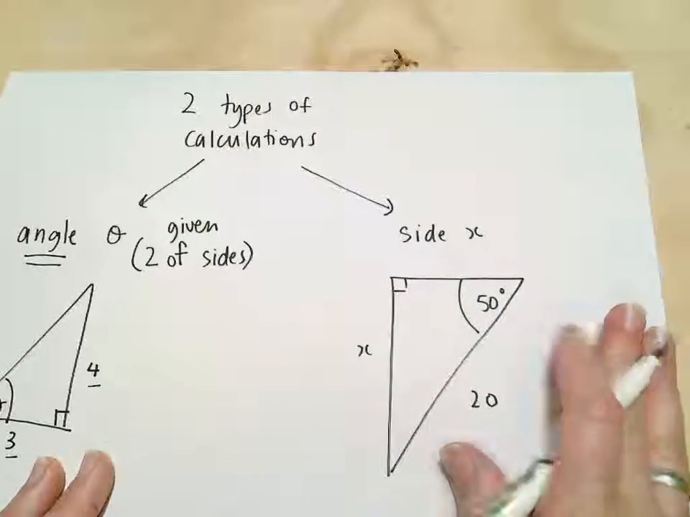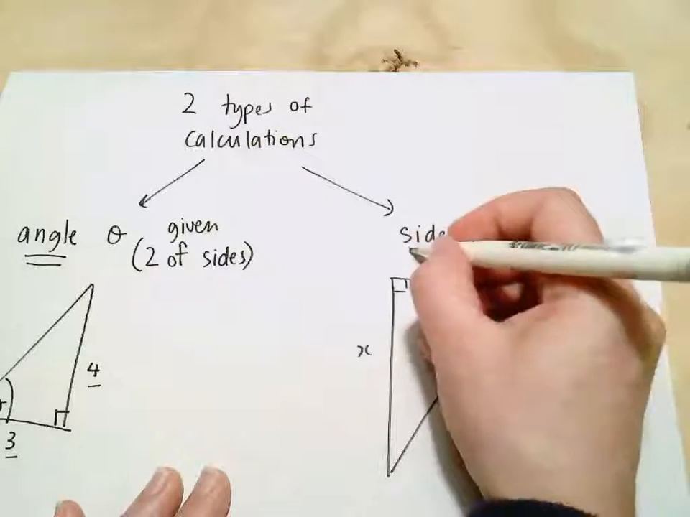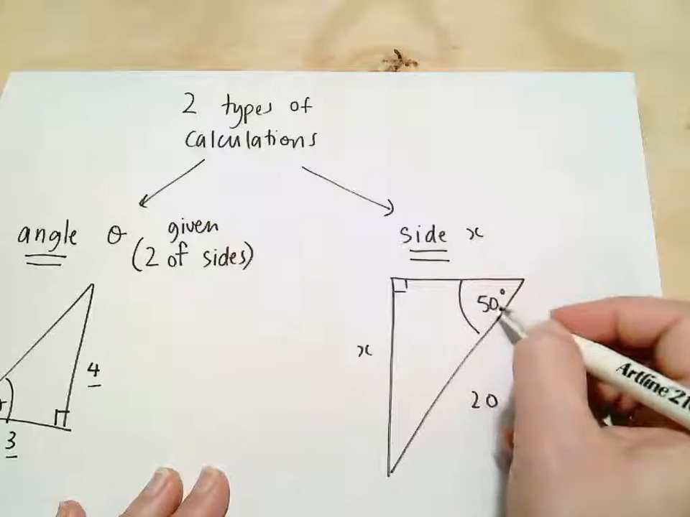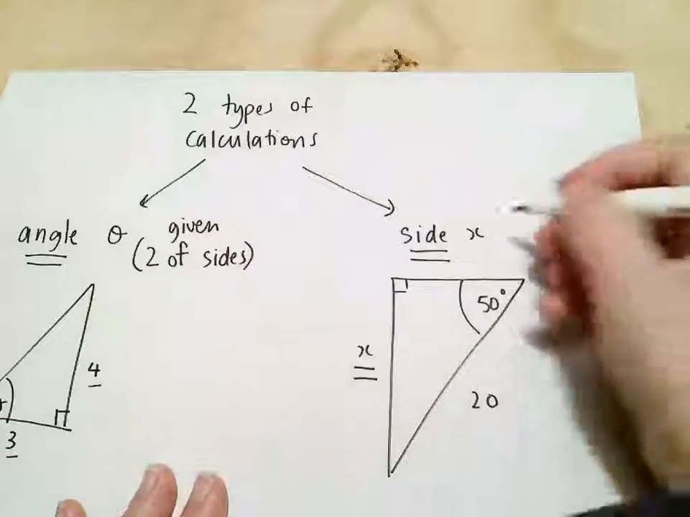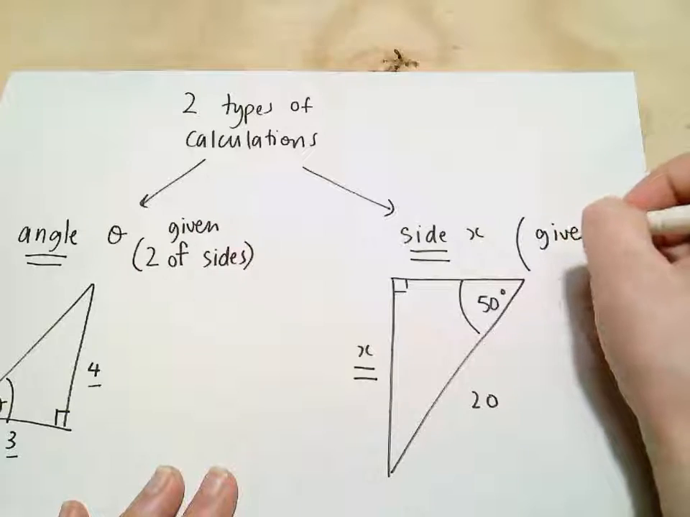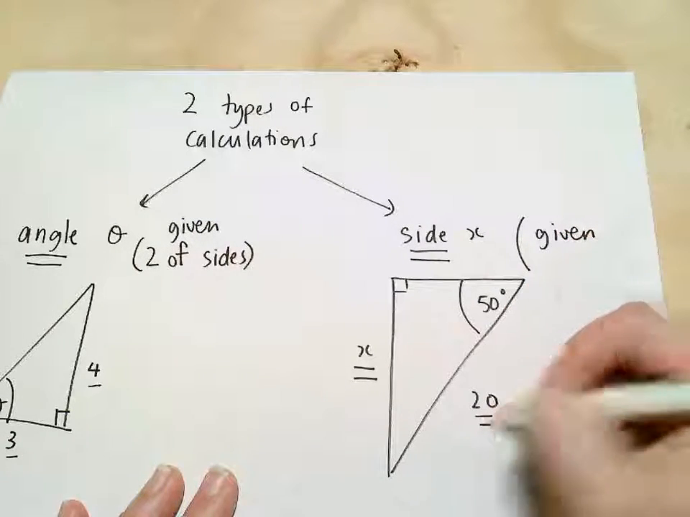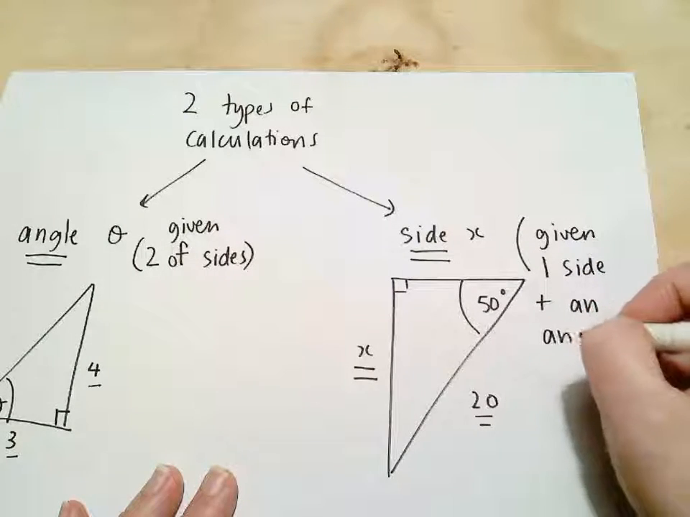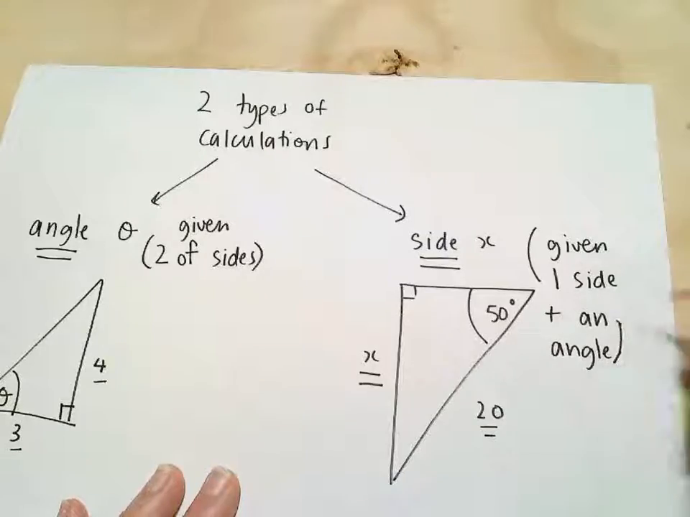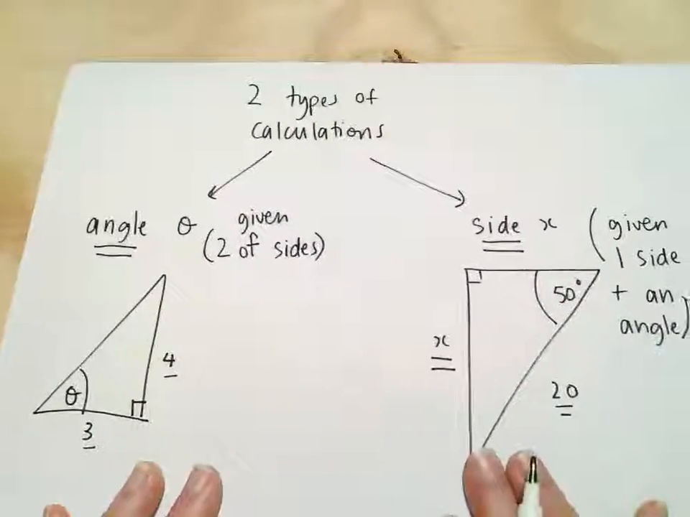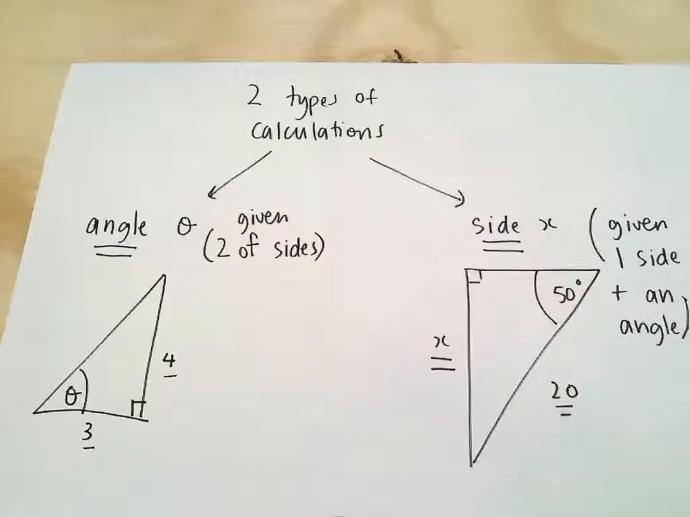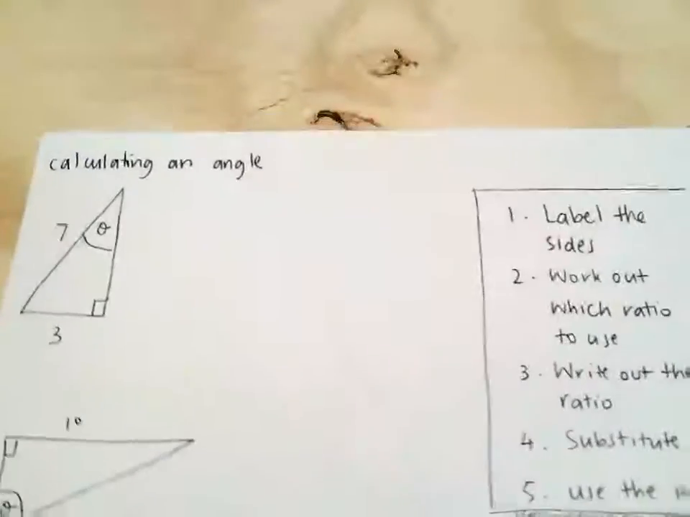The other type of calculation you can be asked to do is to calculate the length of an unknown side. So you can see here I'm given the angle. I'm not asked to calculate the angle, I'm asked to calculate a side. This type of calculation can only be performed if you are given another side, and an angle that's not the 90-degree angle. Okay, so they're the two types of calculations you can perform. Now this video is focusing on calculating an unknown angle when you're given two sides. So let's have a look at the steps involved in doing that.